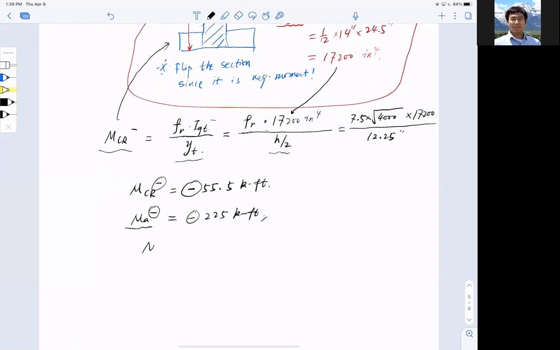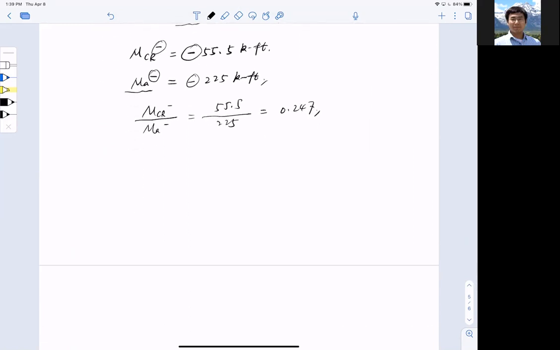So I do the ratio again, MCR negative divided by MA negative. So I got 55.5 divided by 225. I got this ratio to be 0.247. Such a lengthy process, and I have not finished yet. And now I can compute IE1, and that is equal to IE2 using that equation.